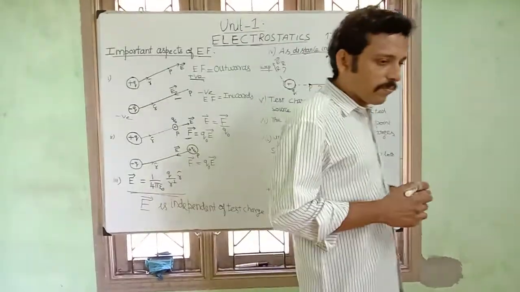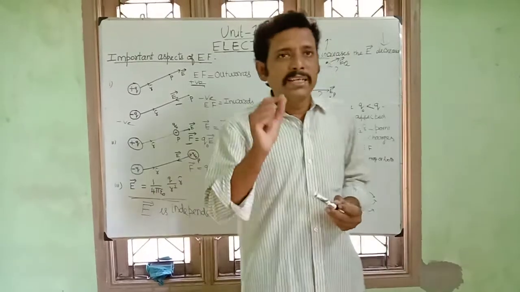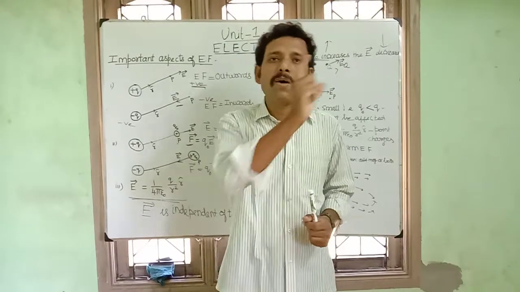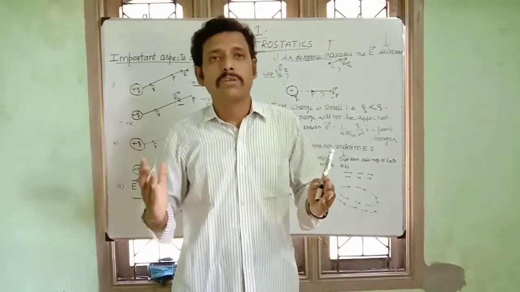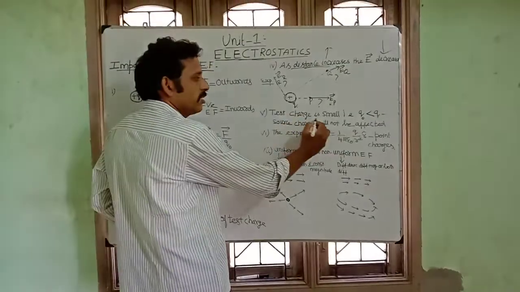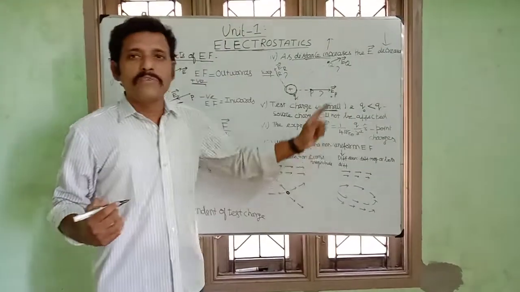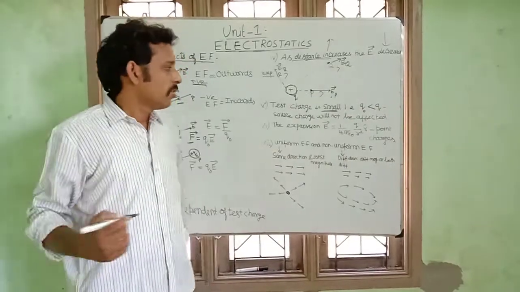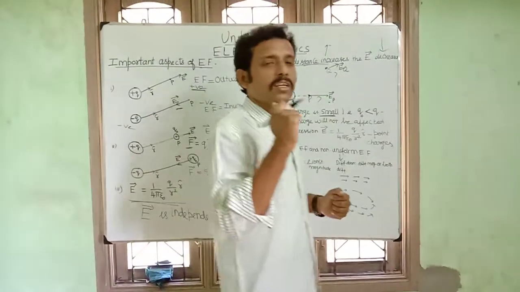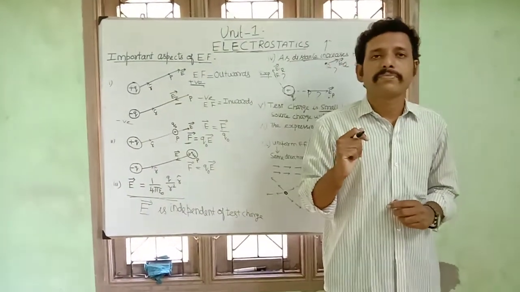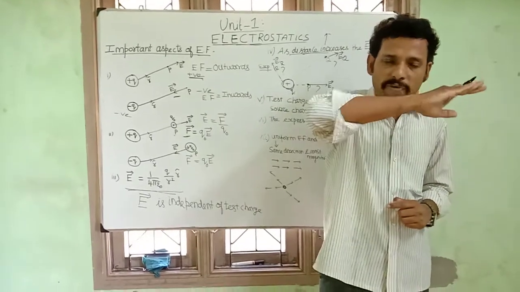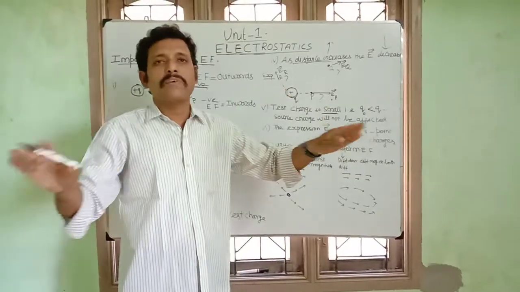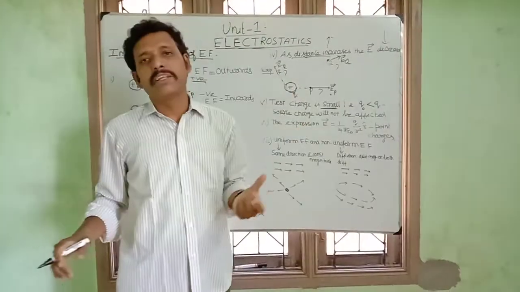Similarly, about the test charge: you should take it as a small one. You should not take a big test charge. Usually we call the test charge Q0, and it will always be less than the point charge. Why do we have to take the test charge small? See here, it should not affect the source. Your source charge is Q, and it should not be affected. You should take the test charge in such a way.